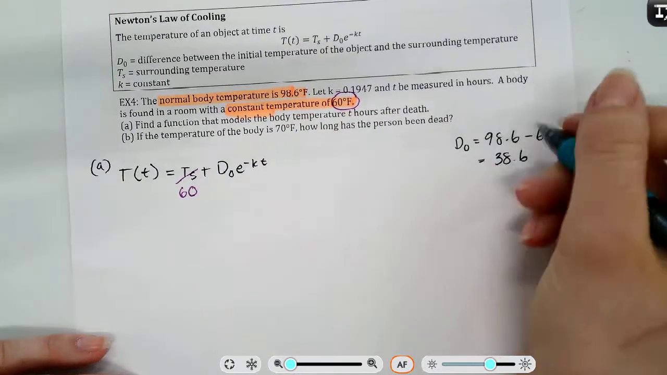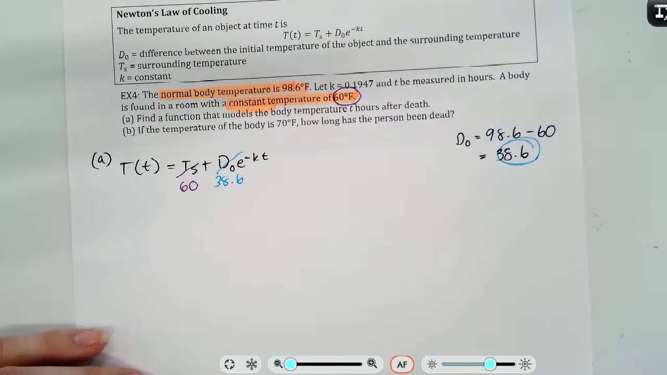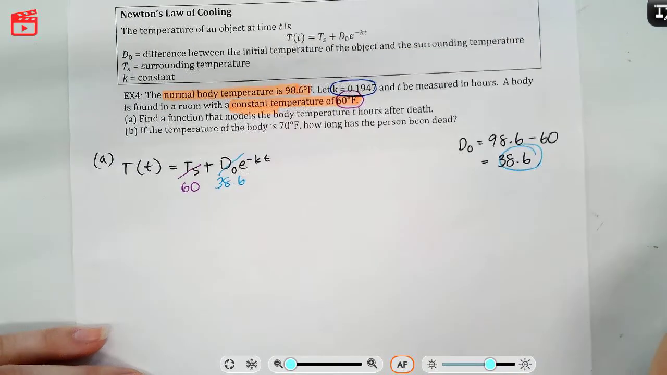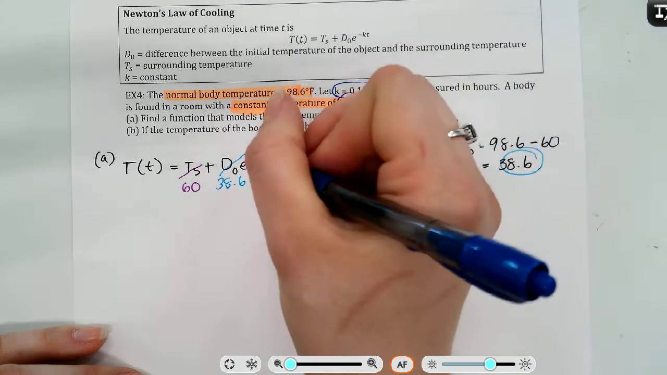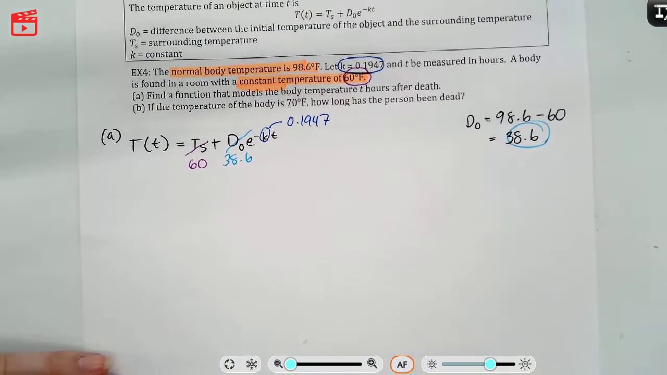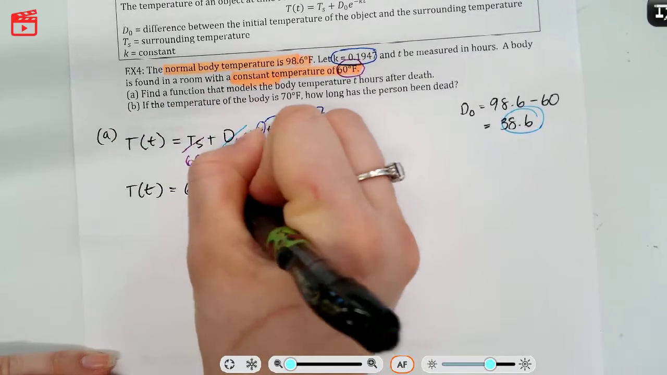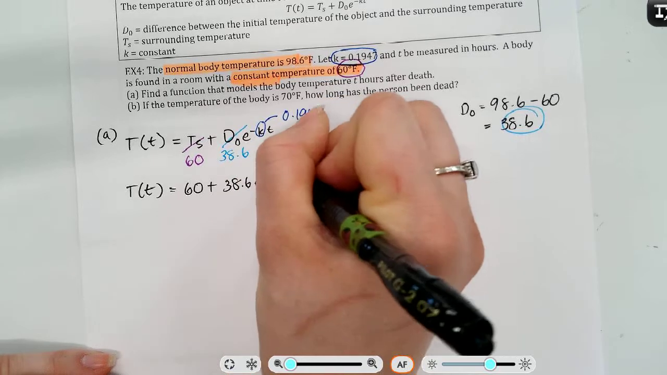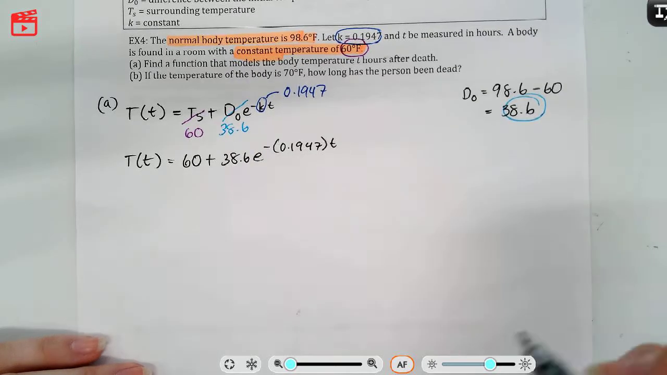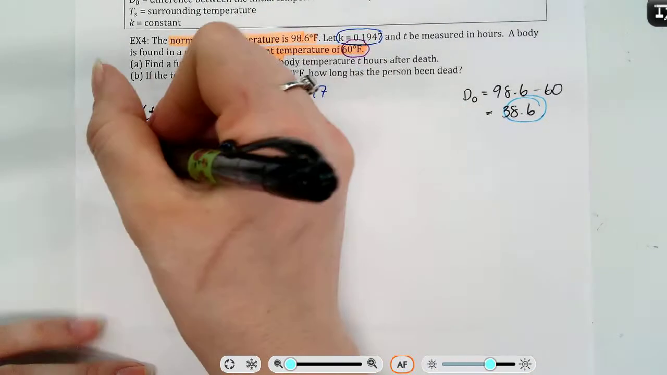All right. Okay, so we found that. What else do we need? Well, the constant we're given, which is 0.1947. So we're going to take that and plug it in. Right, so let's rewrite our equation here, or our model. 60 plus 38.6 e to the negative 0.1947 t. And there we have it. Our function that models the temperature T in terms of hours.